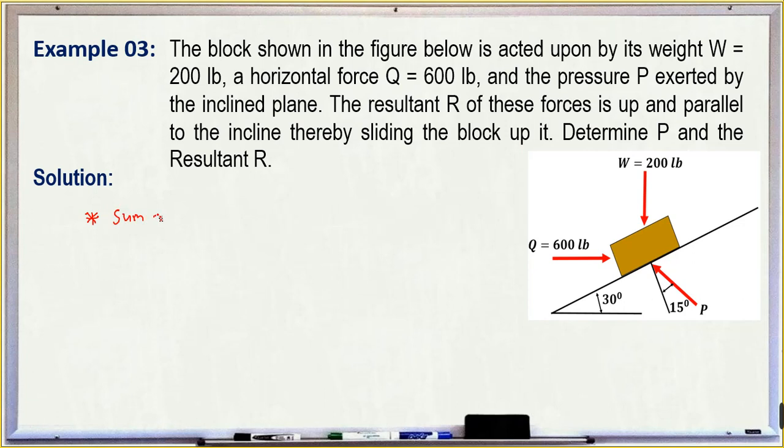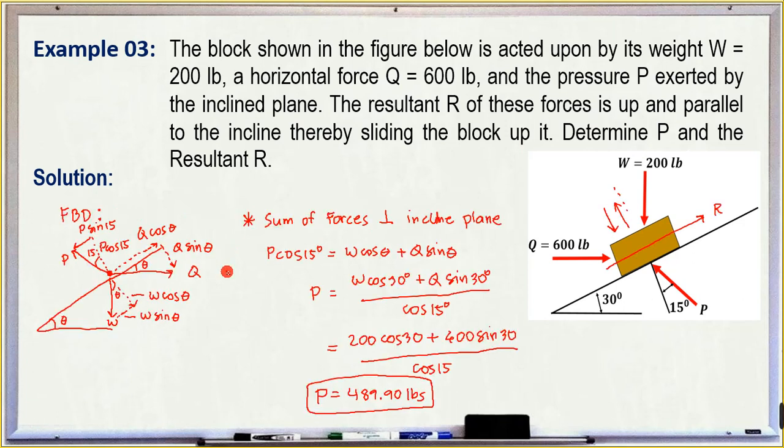So sum of forces parallel to the inclined plane. Now, ato i-treat na siya, okay? Sum of forces parallel sa inclined plane. Okay. Ato i-treat nga positive siya if pointing upwards, no? So, up to the inclined plane, siya i-treat as positive. Kung pa-downward siya sa inclined plane, i-treat na siya as negative.